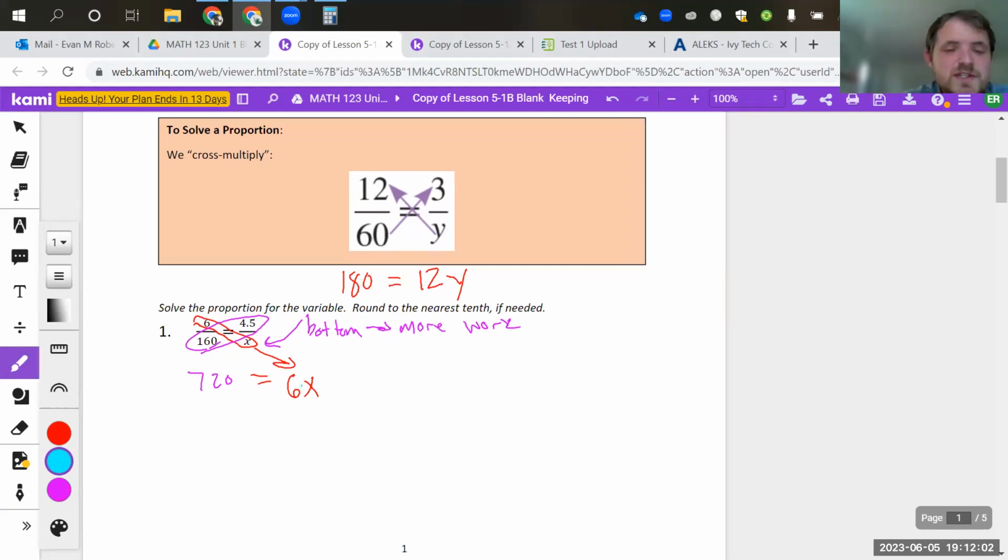Okay, so to get the x by itself now, I'm multiplying 6 and x. And so now my goal is to do the opposite of that to get the 6 to the other side. So since I'm multiplying, the opposite of multiplication is division. So I'm going to divide by 6 on both sides, giving me the fact that x should be 120. So again, the reason why we cross multiply is to usually solve for a specific question, a specific part of the fraction.